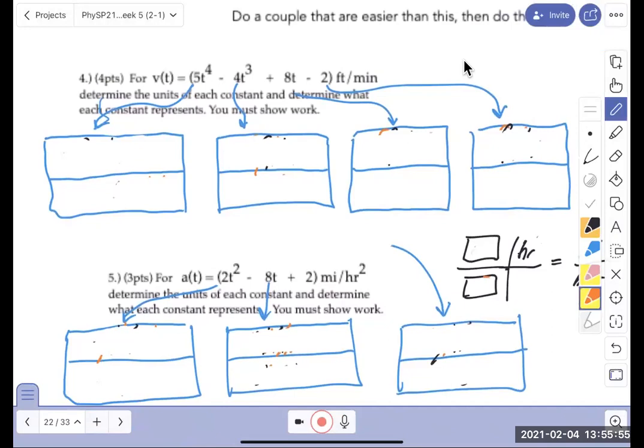I know I'm lazy, I kind of just use the assembly line method. I know it's all feet per, feet per, feet per. Okay, these are minutes. So to make this work, that's got to be minutes to the fifth. What the heck is feet per minute to the fifth? Somebody tell me what the name of that is.